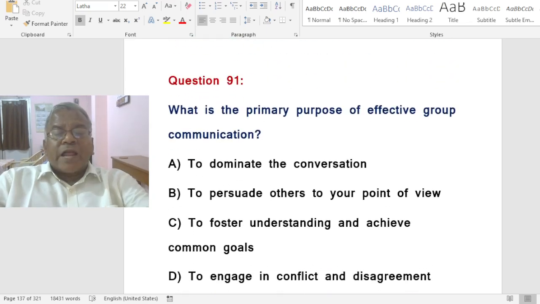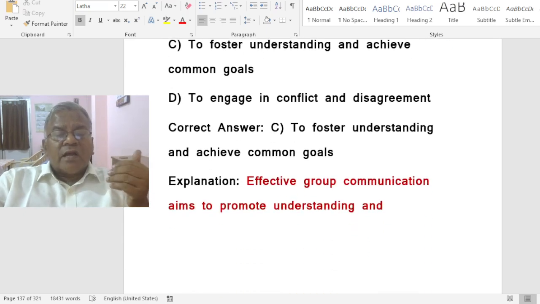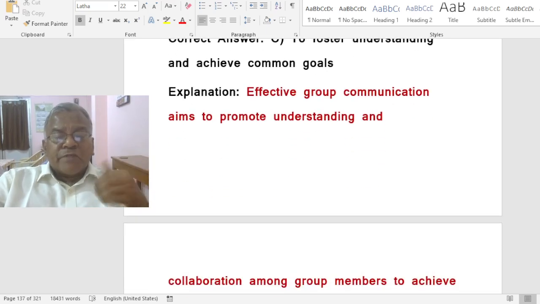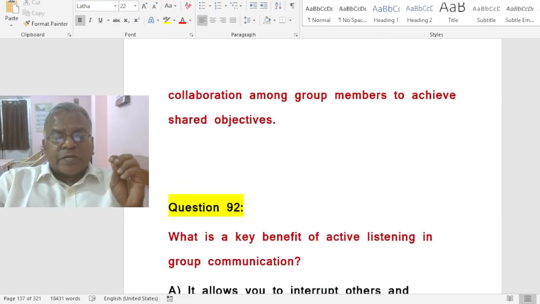So what is the primary purpose of effective group communication? That is to foster understanding and achieve common goals. Effective group communication aims to promote understanding and collaboration among group members to achieve shared objectives.